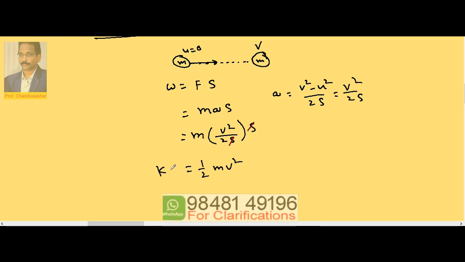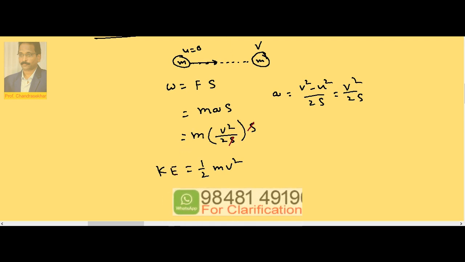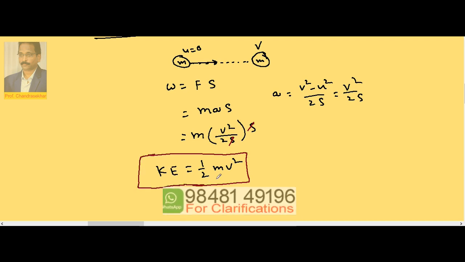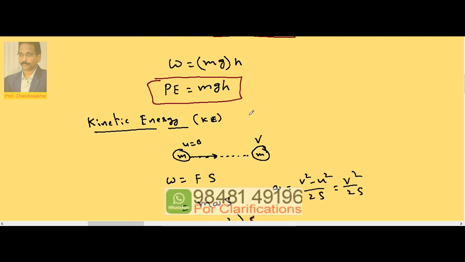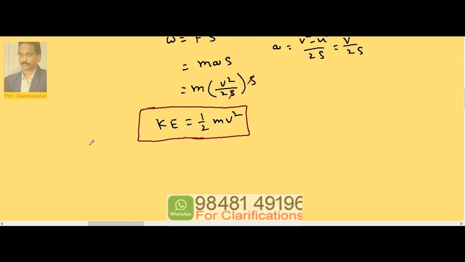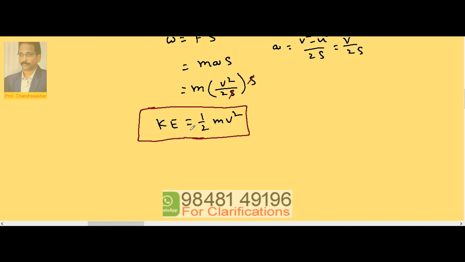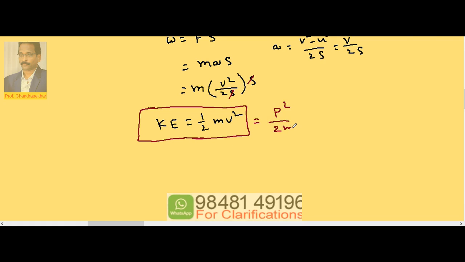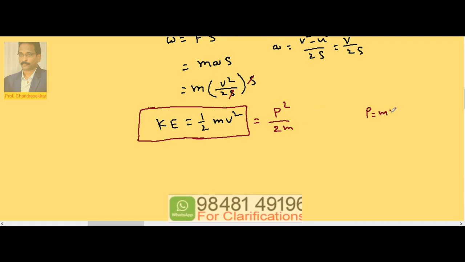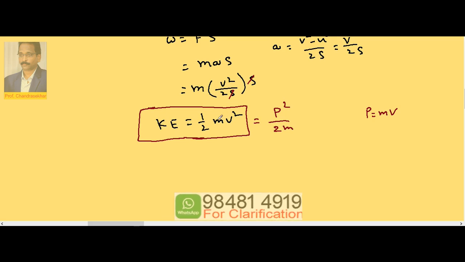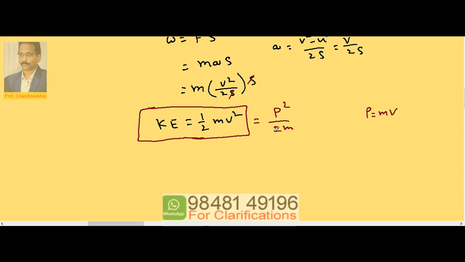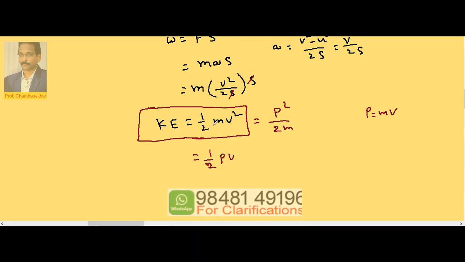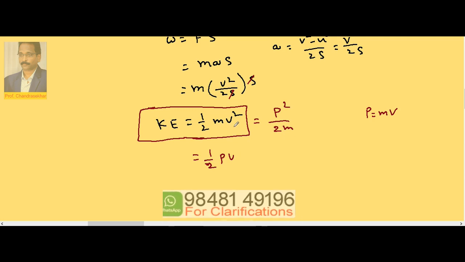This is what we call kinetic energy, because total work done is always equal to energy, and this energy is due to motion. So potential energy is mgh and kinetic energy is half mv square. Always the total energy is the sum of these two. This can also be written in other forms, because momentum p is nothing but mv. If I multiply numerator and denominator with m, I get p square by 2m, or this can also be taken as half pv. So kinetic energy may be equal to p square by 2m, half pv or half mv square.